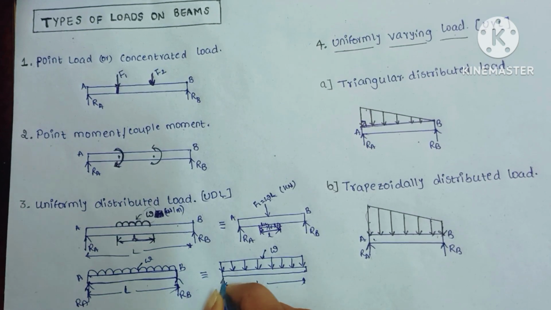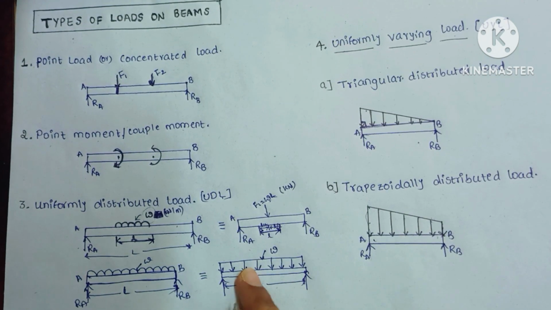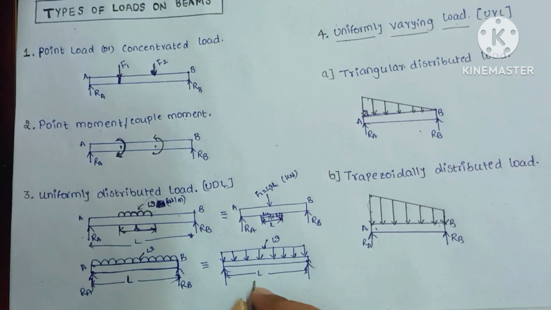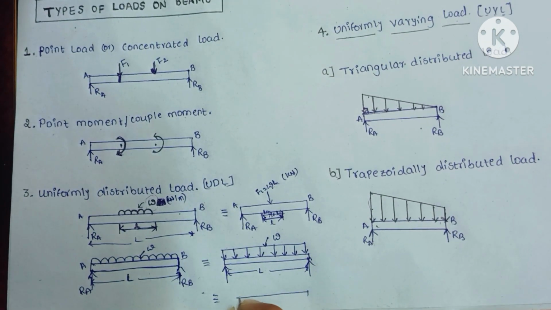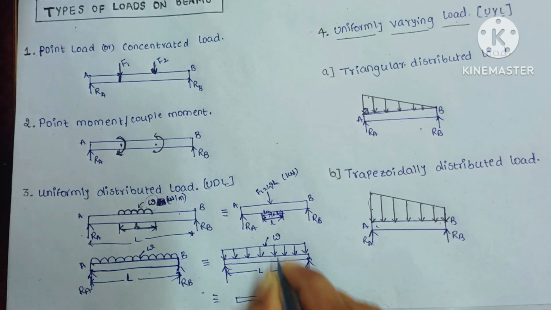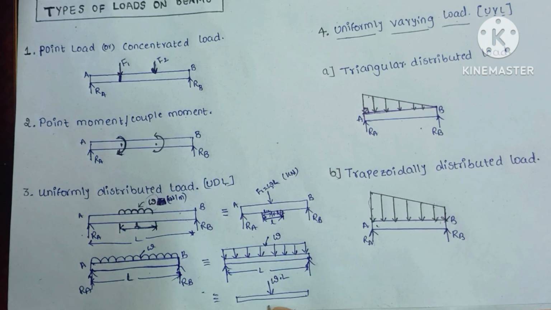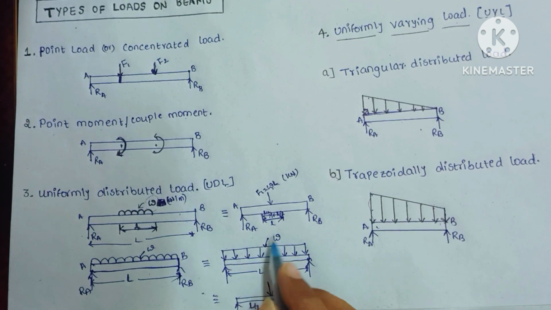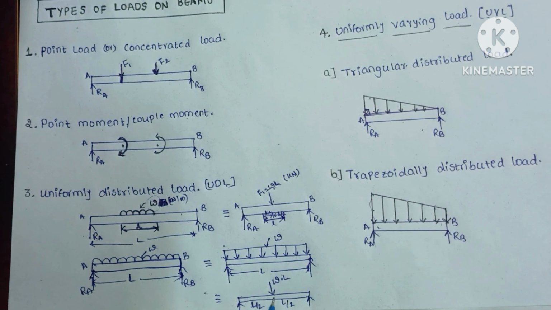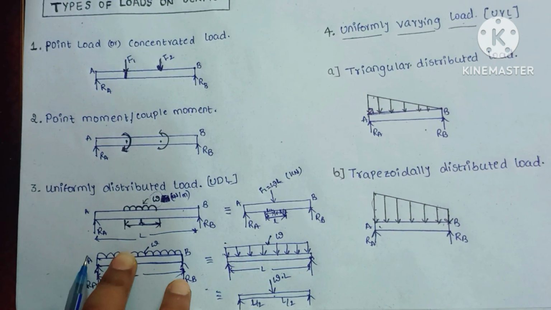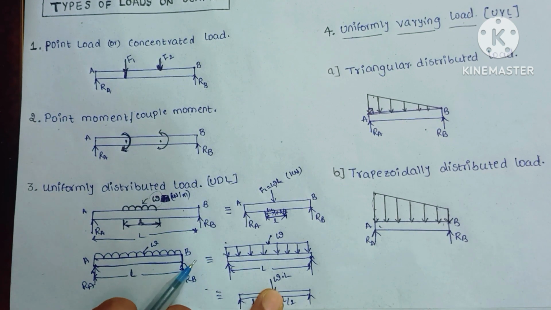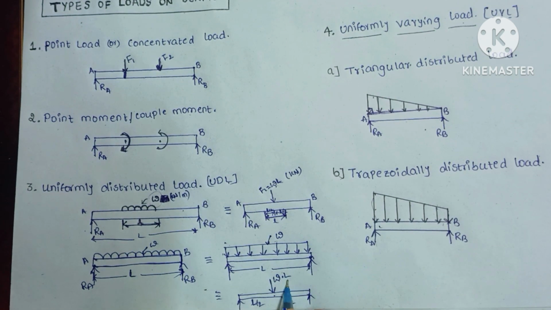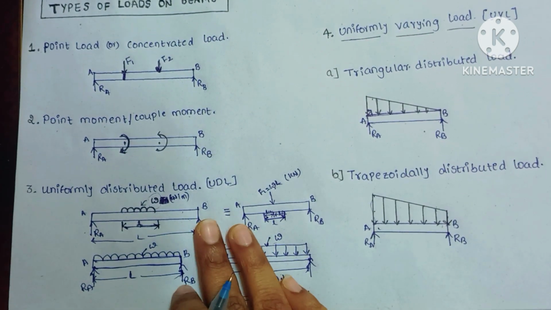And if it is acting over the whole length, then if we want to convert this load into a point load, we can. At the midpoint itself, the load omega into capital L will act. This is L by 2, capital L by 2, and here also L by 2. In this way we can convert a uniformly distributed load into a point load. So if it is a uniformly distributed load, then the load will act at the center of the given span of length, and that load is equal to omega into L. You have to remember this while solving problems.